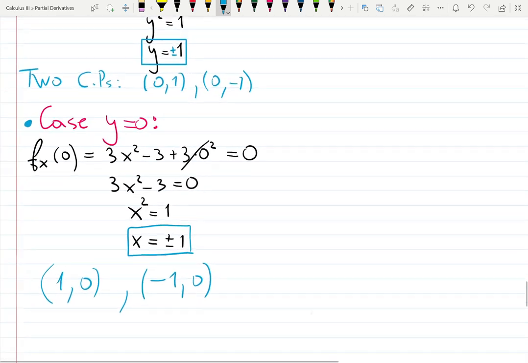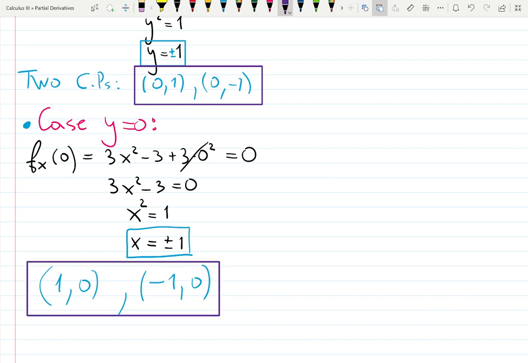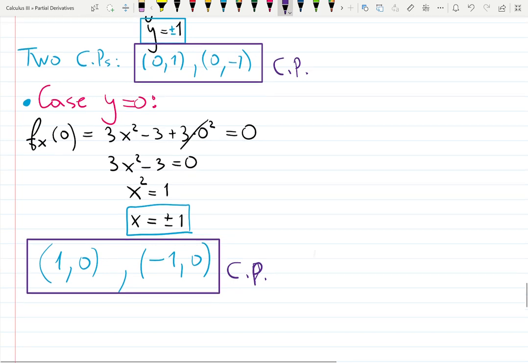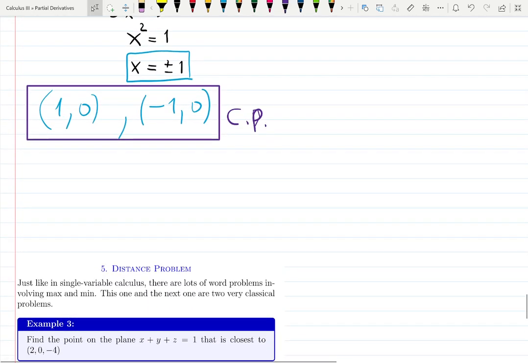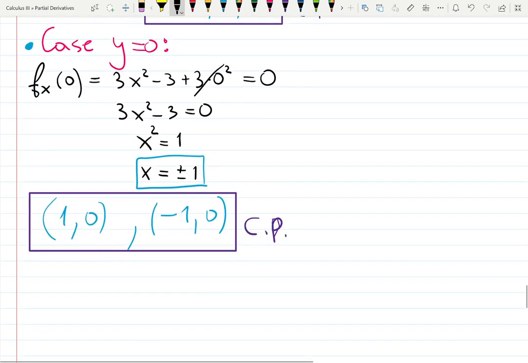So in total, how many critical points did we find? 4. There are 2 critical points from case 1 and 2 critical points from case 2. Critical points, and we have to check them all. Catch them all. Minimum, maximum, saddle point, or none of these. Maybe sometimes it's just a fake candidate. You remember they are candidates to be maximums or minimums or saddle points.